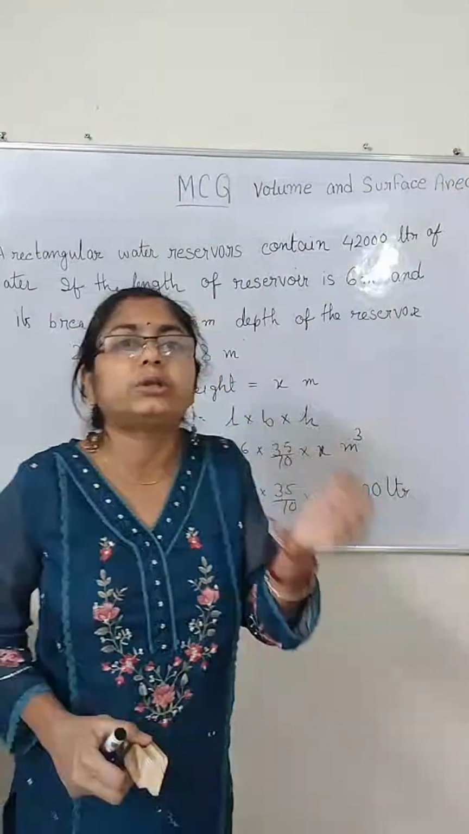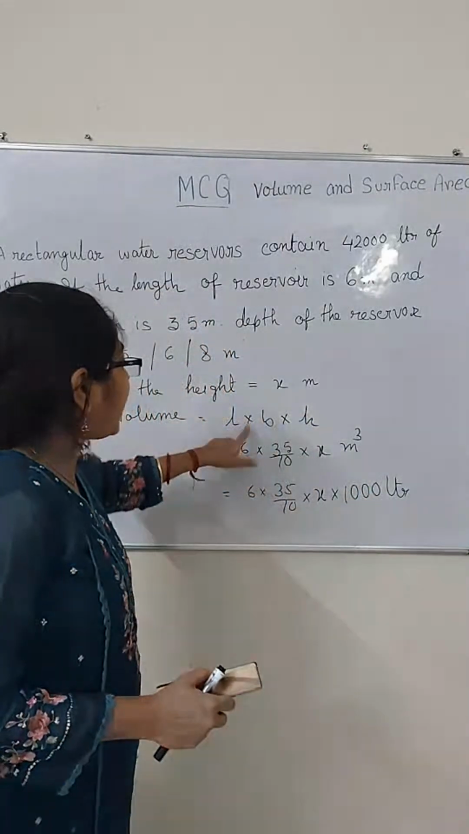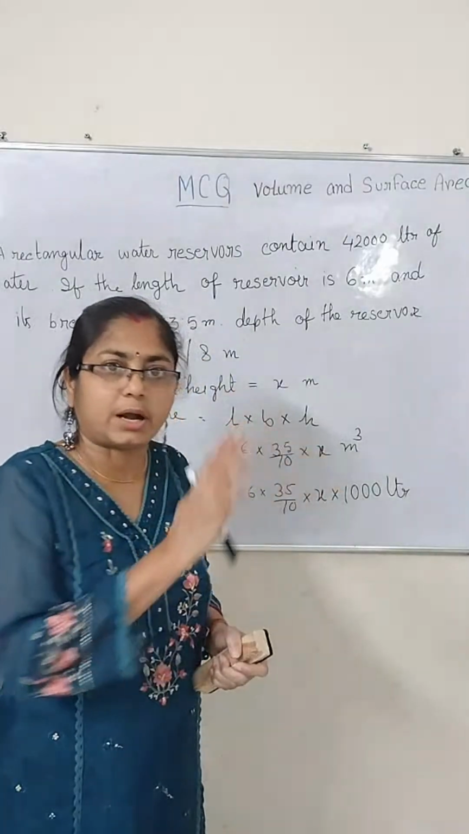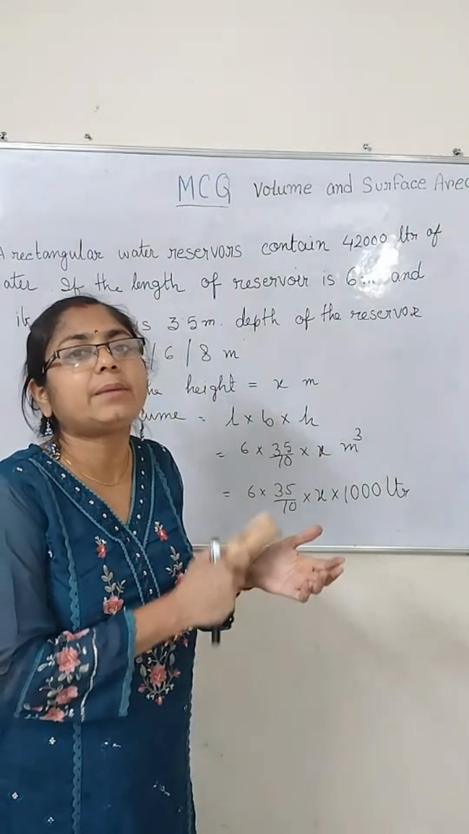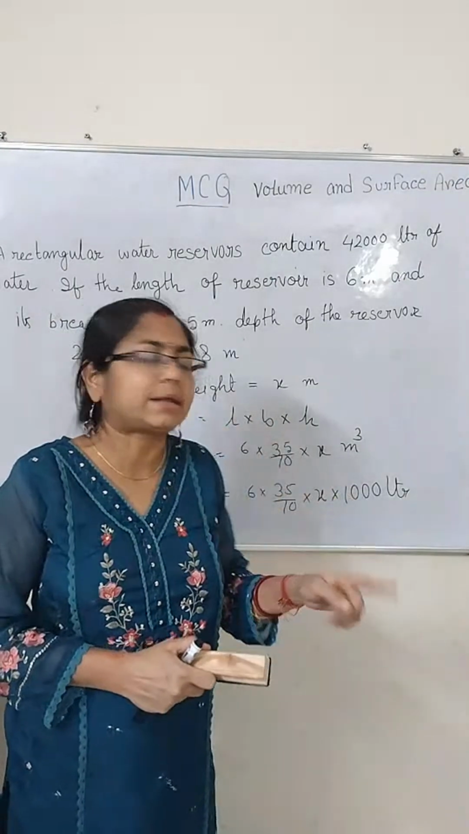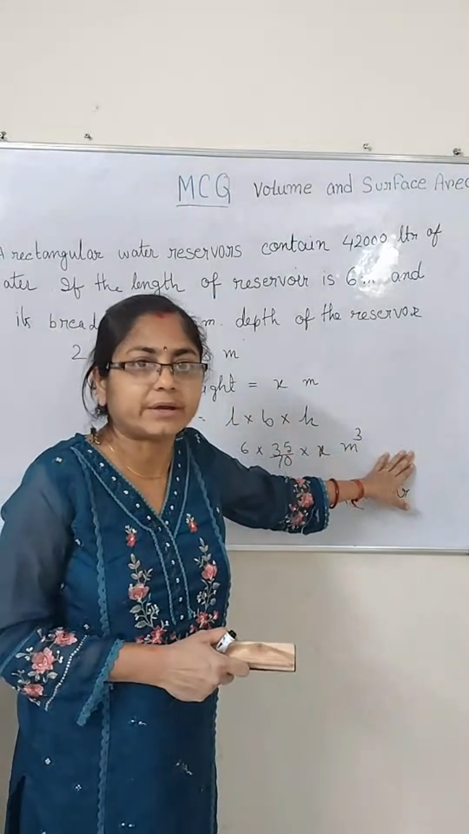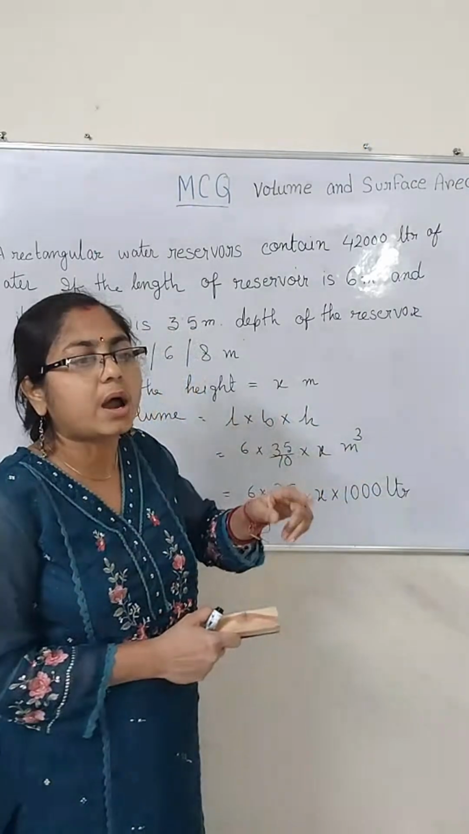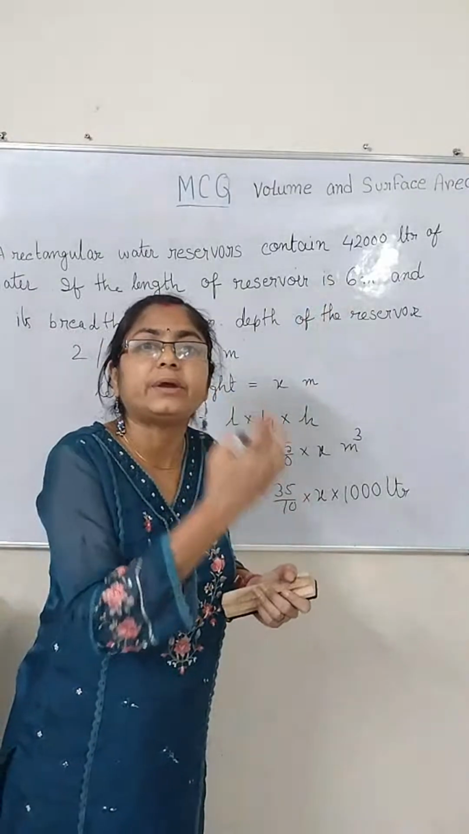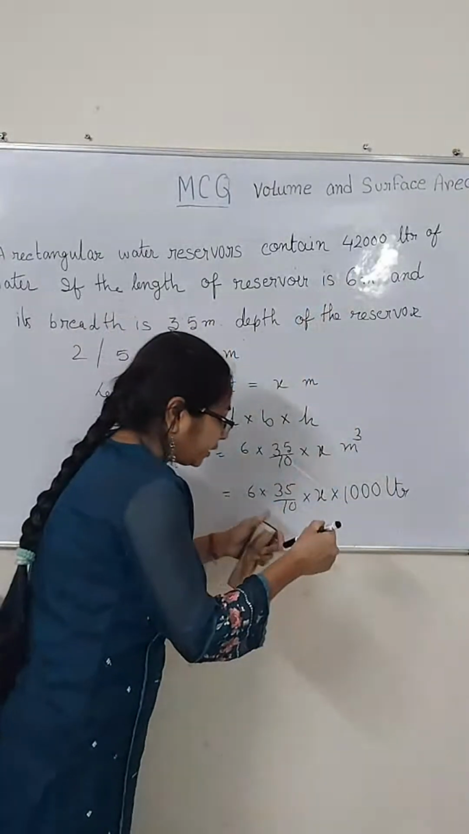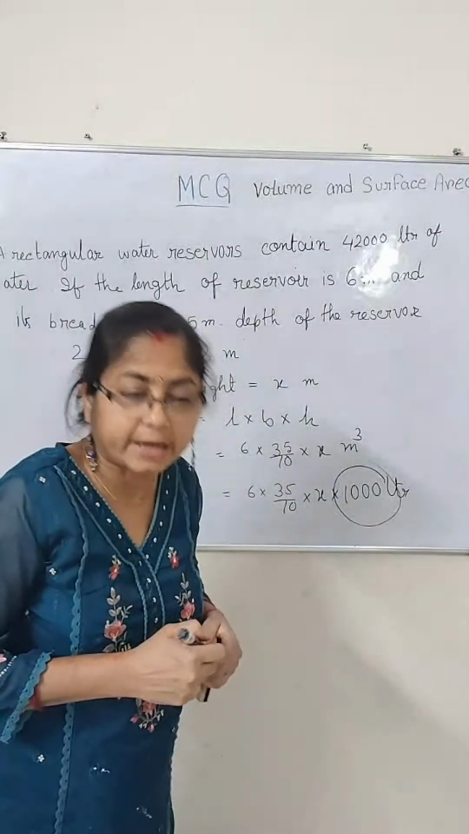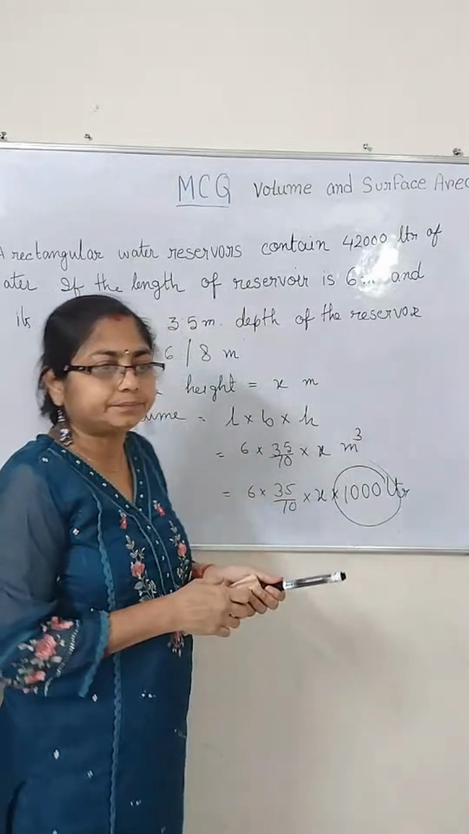First I put the formula of volume, L into B into H. पहले मैं वॉल्यूम का फॉर्मूला लिखा, इसके बाद एल एंड बी का वैल्यू लिखा, एच का वैल्यू पता नहीं, एक्स लिखा, then it is meter cube. But another one is a liter. So I convert meter into liter. How can you convert it? By multiplying 1000. Okay, clear?